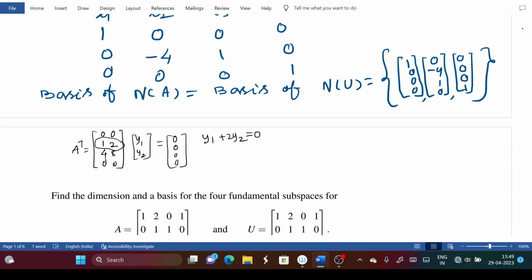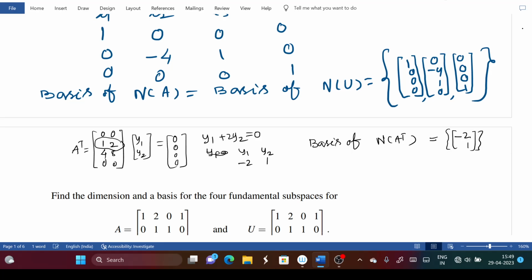That implies y1 is, so what will be my matrix? So y1 is pivot, so y2 is free, y2 I have given 1, so y1 is equal to -2. So basis of left null space of A is -2 1.